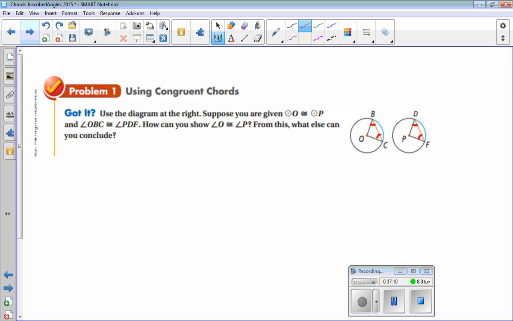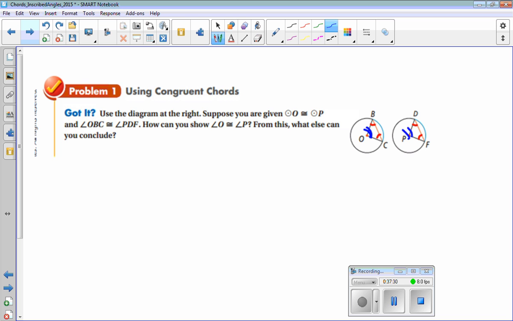There are proofs in the book with this, but we're not going to do those, and maybe after the SOL. We'll see. Okay? O and P. Why are they congruent? Because all the angles of a triangle add up to be 180, and so the remaining angle is also congruent.